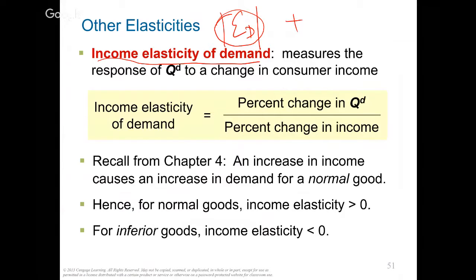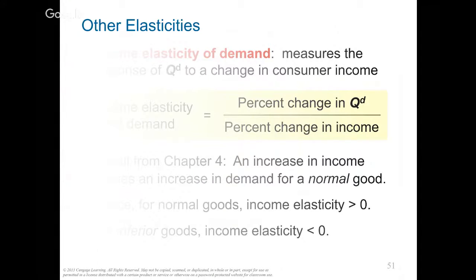Once you finish, if this is positive, that means this good is a normal good. But if this is negative, that means this good is an inferior good. So the sign does matter. Also, I don't know if this is in your notes or your book, but if this number is positive but less than 1, it's a necessity. If it's more than 1, it's a luxury. Remember this: less than 1, a necessity; more than 1, a luxury good.